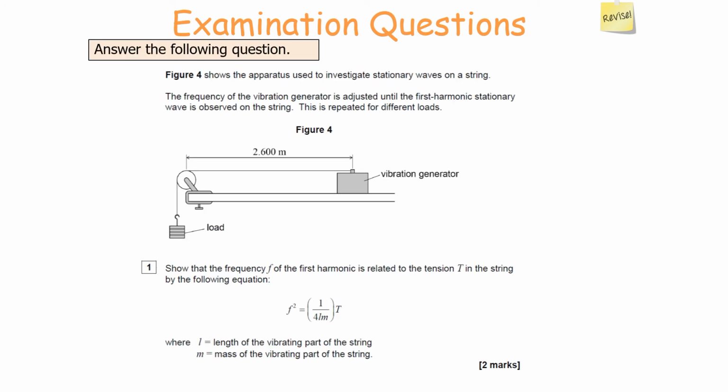Now, the next question shows apparatus used to investigate stationary waves on a string. The frequency of the vibration generator is adjusted until the first harmonic stationary wave is observed on the string, and you then repeat it for different loads. Show how the frequency f of the first harmonic is related to the tension in the string by the following equation: f squared is equal to 1 over 4Lm times T.